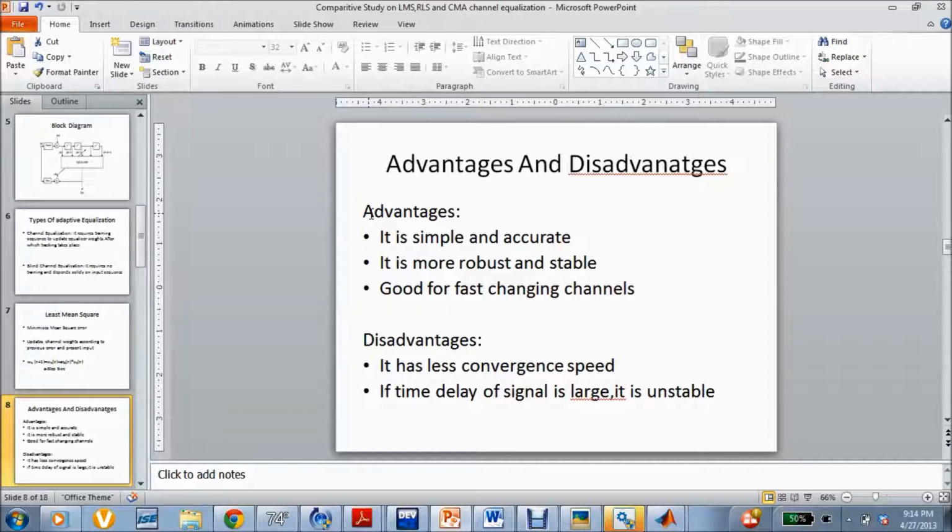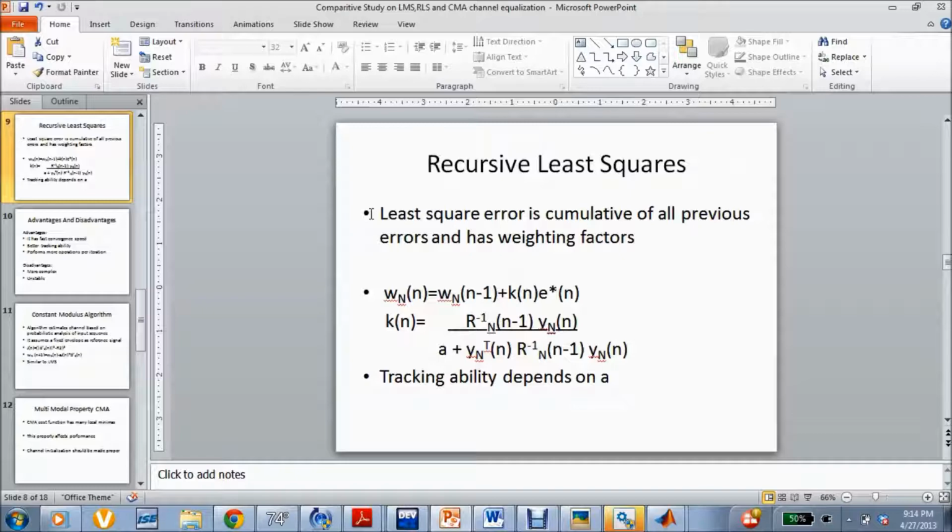And the second disadvantage is that if the time delay of the signal is large compared to the propagation delay of the equalizer, the equalizer becomes unstable. So we'll see the next type of algorithm, that is the recursive least squares.